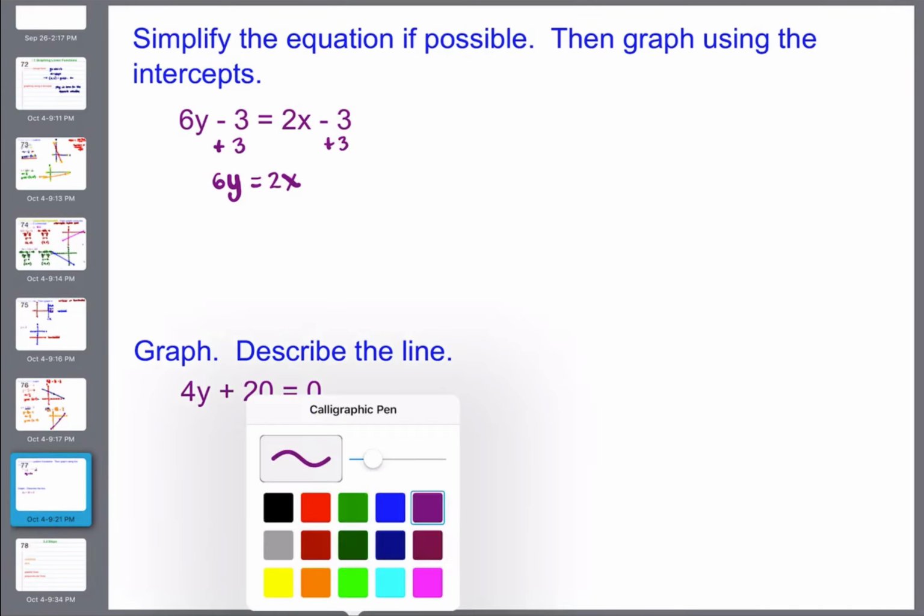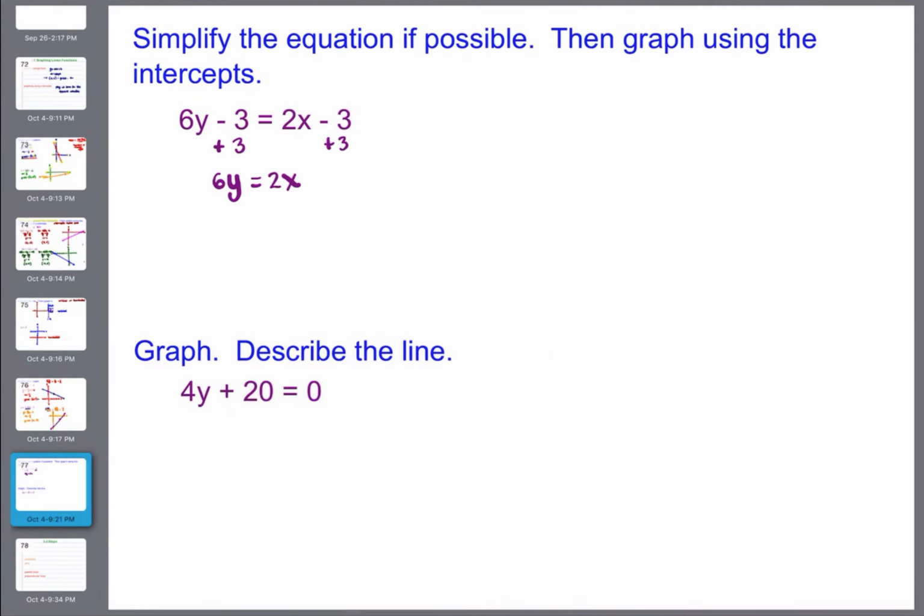You could say, all right, I'm going to plug in 0. So if I plug in 0, 6 times 0 equals 2x. That means 0 equals 2x, and if I divide by 2, I get x equals 0. Well, when does x equal 0? It's when I plugged in 0 for y. Now you notice this problem is unique because it gives you both the same x and y intercept, which happens to be the origin. That's the only time that's going to happen. So if I tried to do it again, I'm going to get the same point.